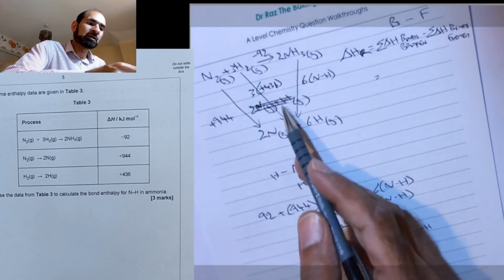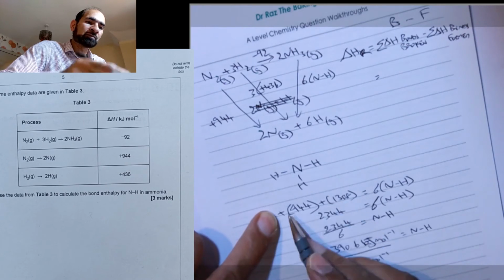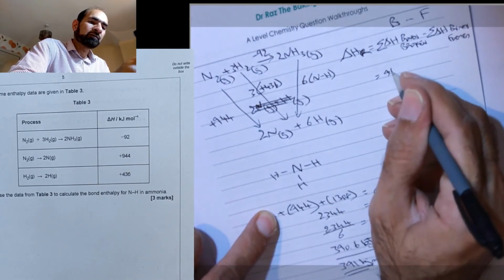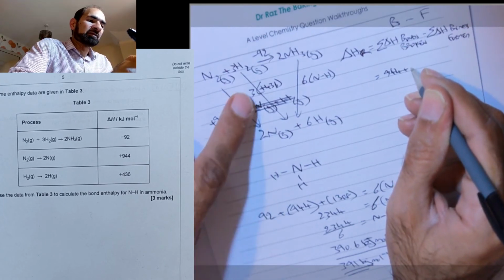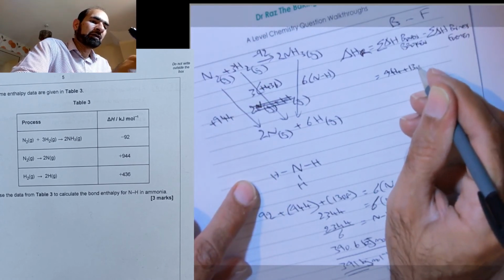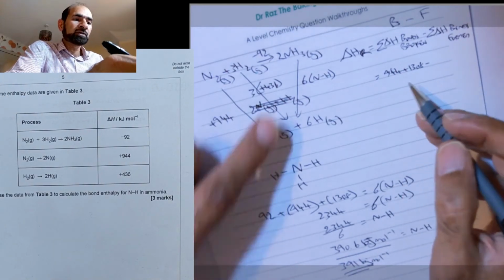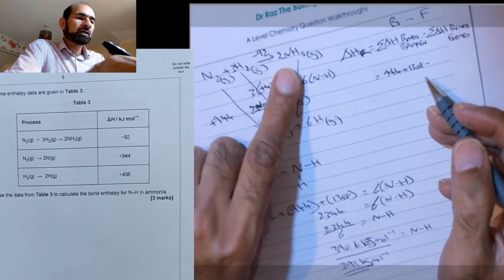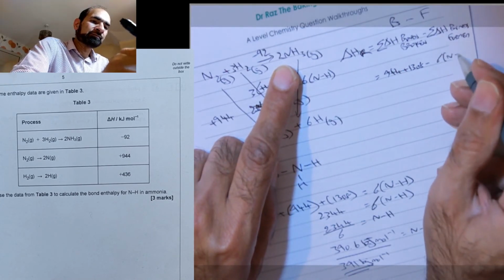All of these bonds are broken. So in effect, what you're going to be doing is adding up all the bonds broken. So you'll be saying 944 plus 3 times 436, which is 1308, and minus bonds formed. And of course, how many bonds are being formed? Yeah, it's 6 N-H. So you're going to just put 6 N-H here.